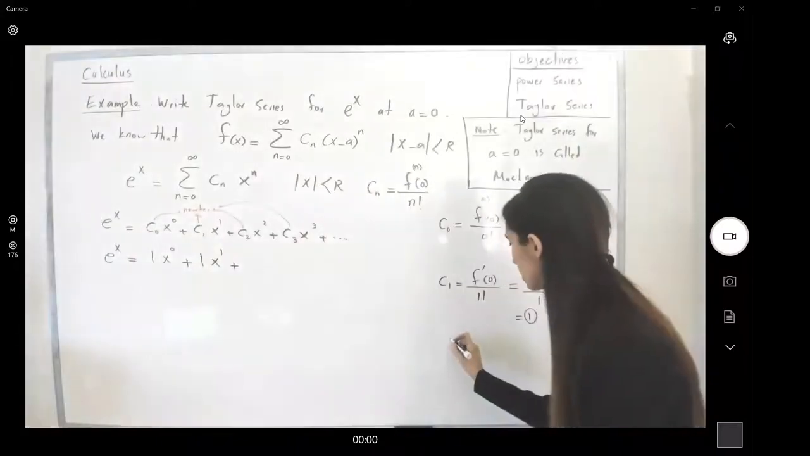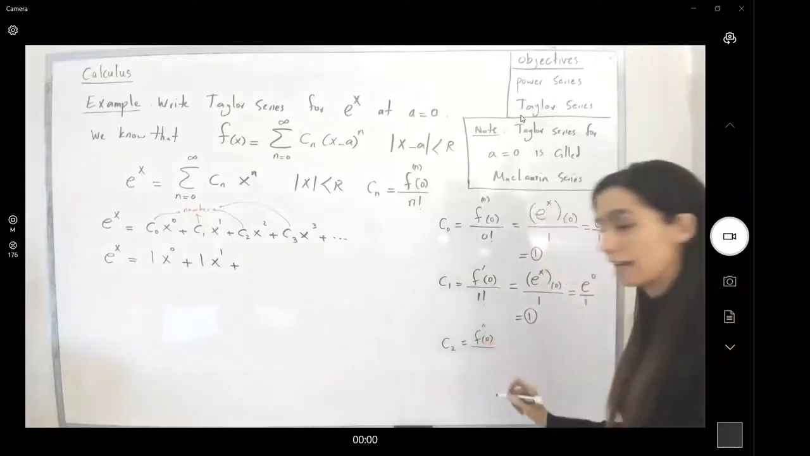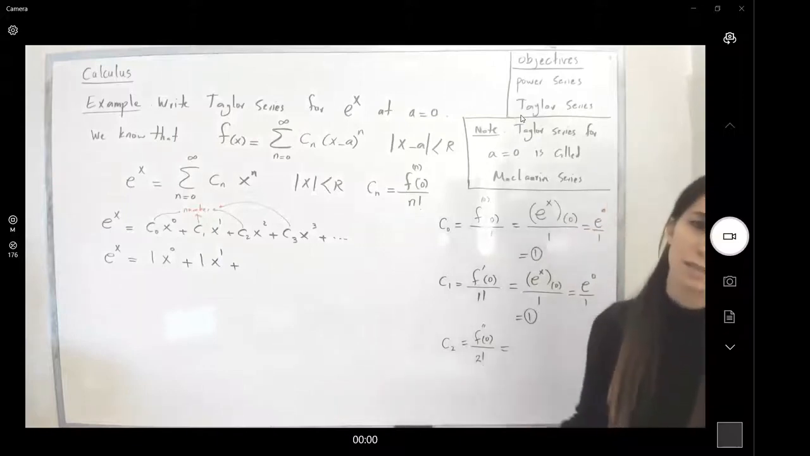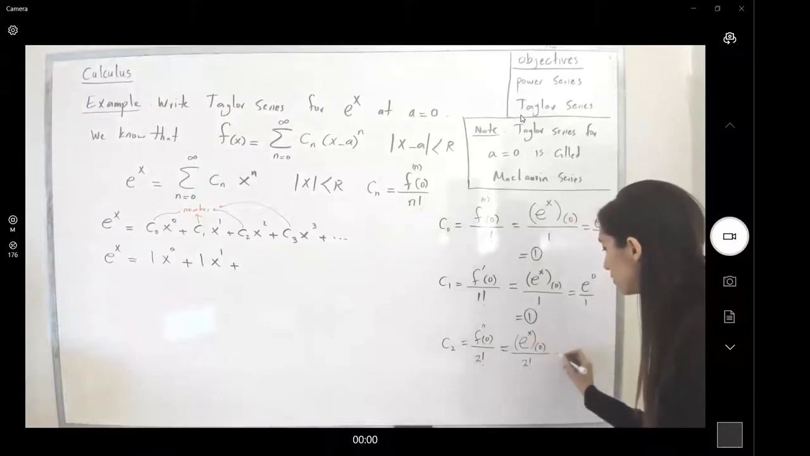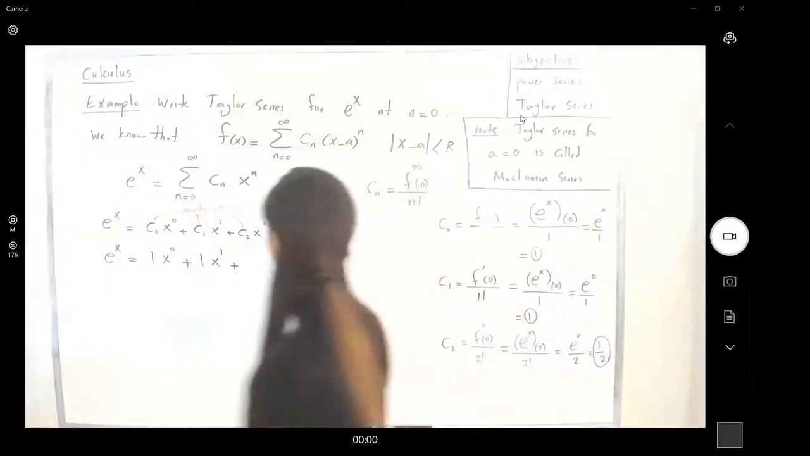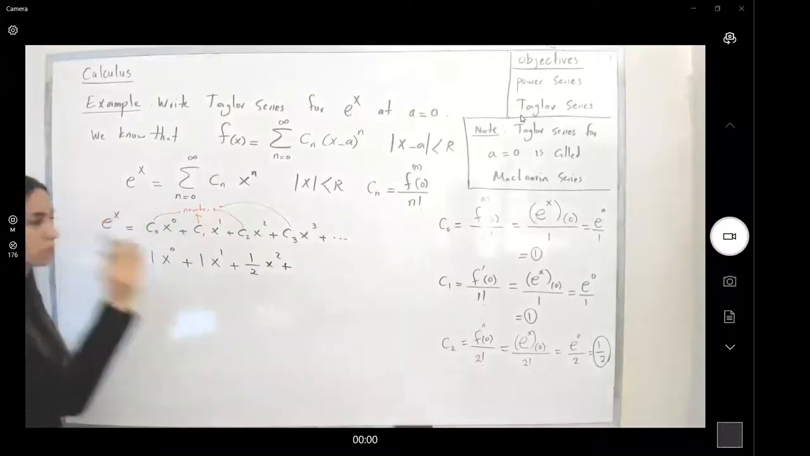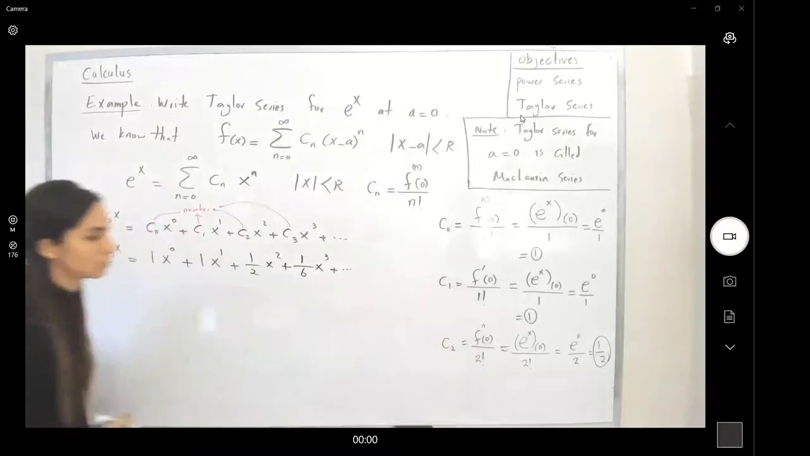We continue this process. c_2 is the second derivative of the function at 0 divided by 2 factorial. The second derivative of e^x is e^x, so we get e^x evaluated at 0 divided by 2 factorial. So you get e^0 divided by 2, or a half. A half x^2 plus, if you continue the calculation, you get 1 over 6 x^3 plus the rest of the terms.